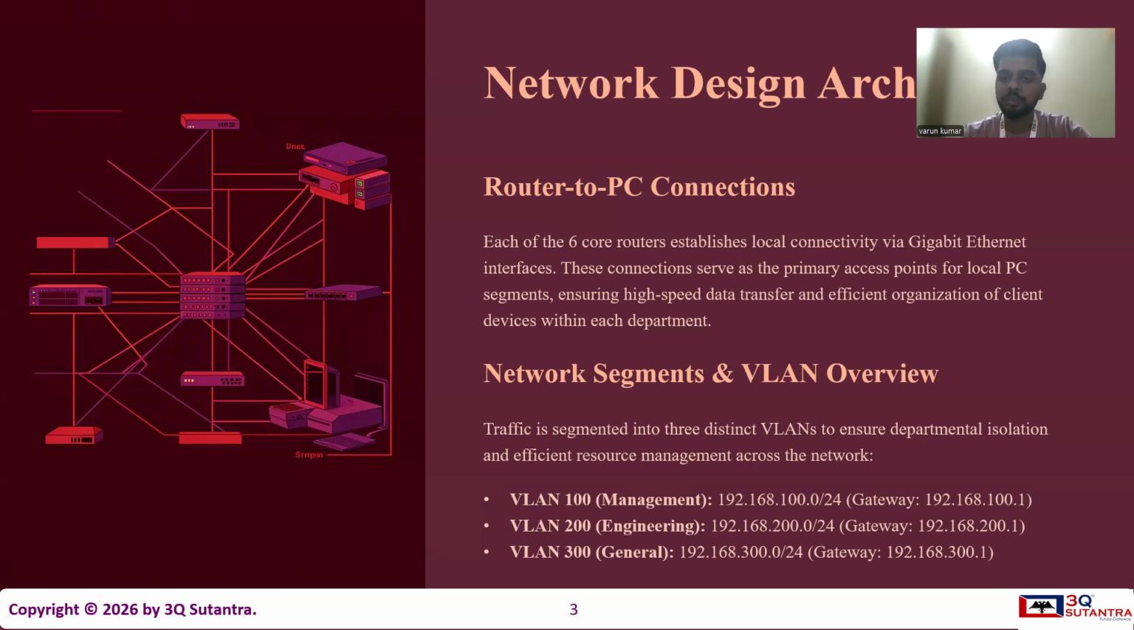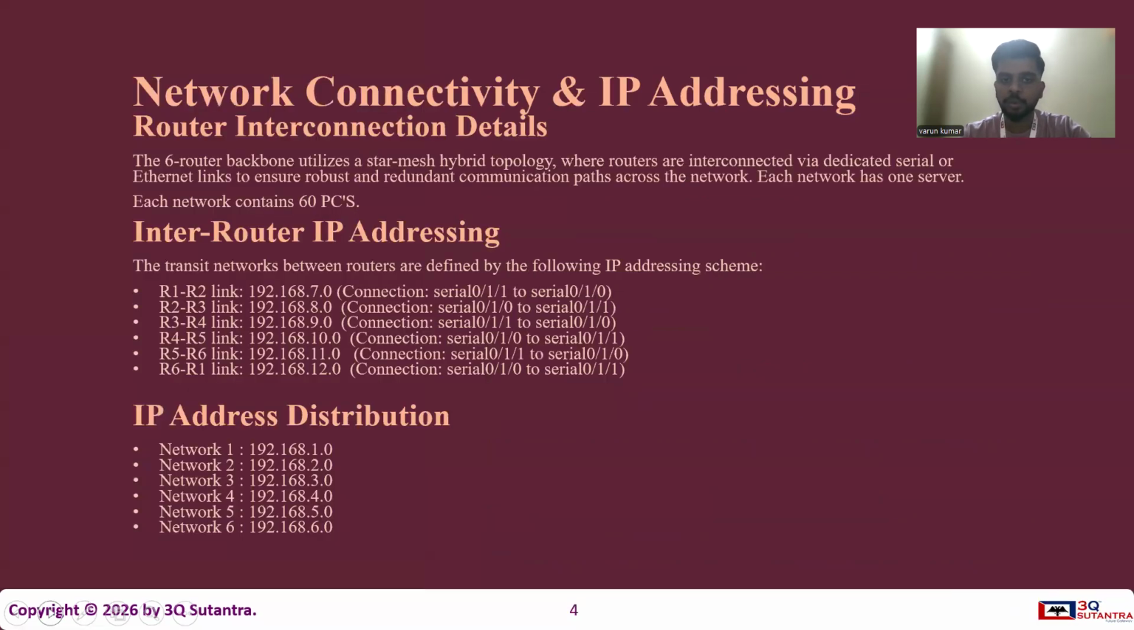Network segments and VLAN overview. The traffic is segmented into three distinct VLANs to ensure department isolation and efficient resource management across the network. VLAN 100 management, VLAN 200 engineering, VLAN 300 for general. The IP addresses for these VLANs are 192.168.100.0, 200.0, 300.0. The gateways are 100.1, 200.1, 300.1. This is the network design and architecture of this project.